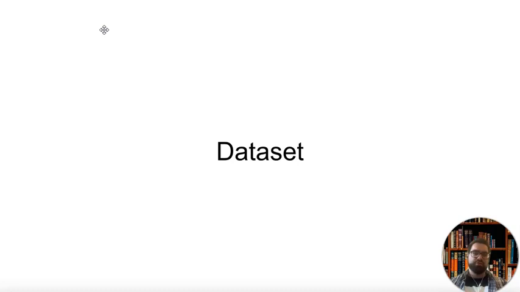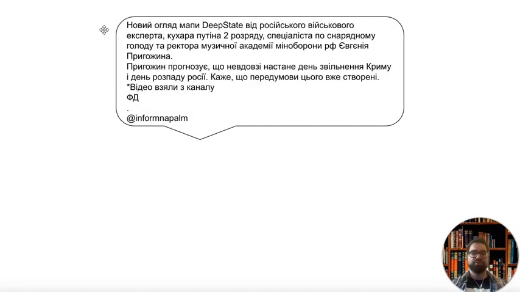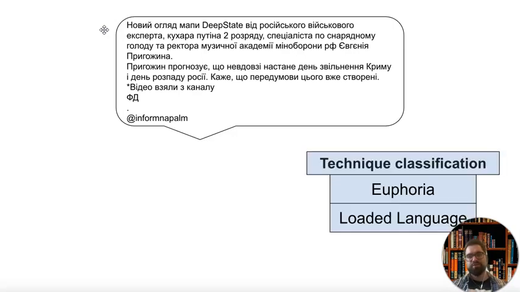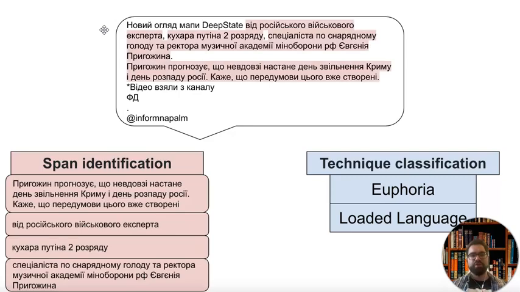The dataset looks as follows. So we are presented with a text, in this case a Telegram post in Ukrainian or Russian, usually about the war, and we don't really have any images, video, audio, even though sometimes it is mentioned that video is taken from the channel, as in this case. And for technique classification, manipulations are assigned to it. So in this case, it's euphoria and loaded language. For span identification, we see that there are subchunks labeled as being manipulative, but without explanation of which manipulations they actually contain.